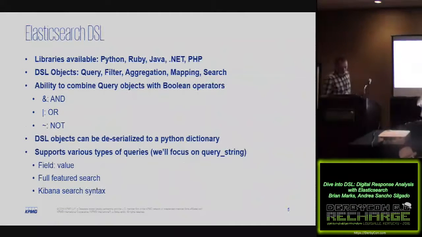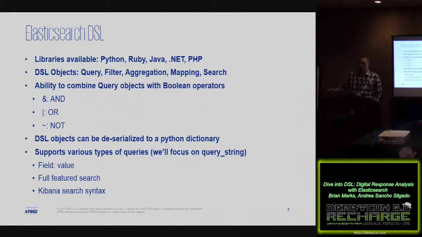A little bit of background on the Elasticsearch DSL and what makes it different from the Elasticsearch library. We're going to be using Python, but the same functionality is available in Ruby, Java, .NET, and PHP. DSL has a bunch of different objects. We're primarily going to be using query, aggregation, and search. The coolest thing about the Elasticsearch DSL is that you can combine query objects with Boolean operators, like these up here. These DSL objects can also be deserialized to a Python dictionary.